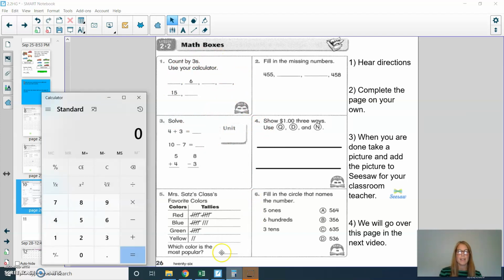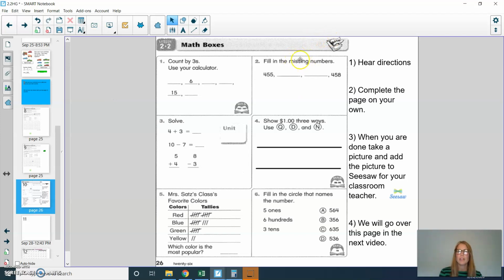So if I have my calculator and I'm going to count by threes, watch how I do this. I'm going to type in a 3 plus 3 equals. And before I click equals again, I would want to write down that 3. But then watch how it skip counts. So I have my 6. If I keep hitting equals, it's going to skip count for me. And then I can write my numbers on the line. Okay?